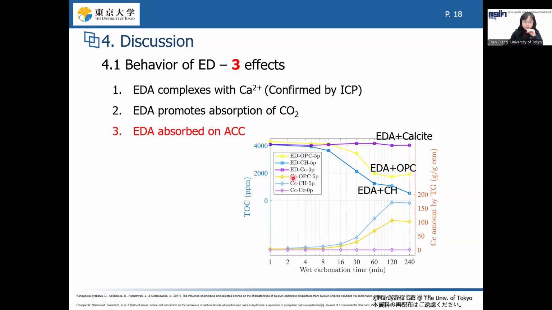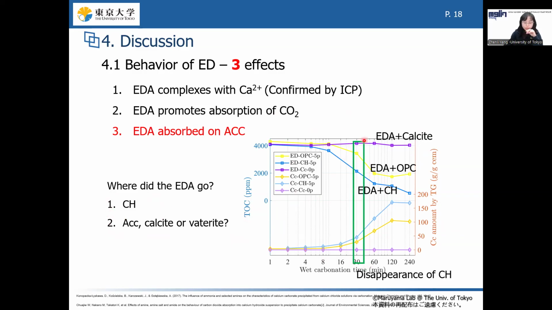The upper lines are the EDA concentration in the solution detected by TOC, as we showed before. And the lower lines are the amorphous calcium carbonate amount detected by XRD and TG differences from the calcite, paste, and portlandite. In the portlandite system, there's only portlandite and calcium carbonate phase. So the adsorption here comes from either the portlandite or some forms of calcium carbonate.